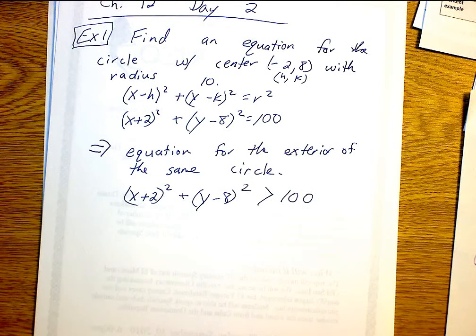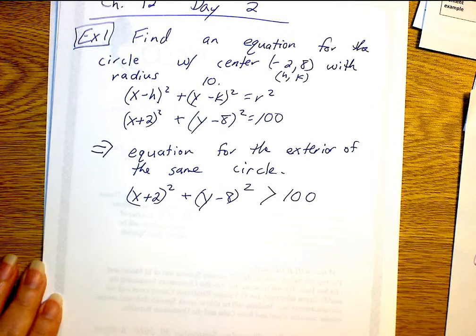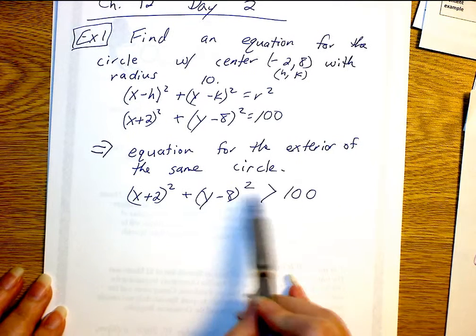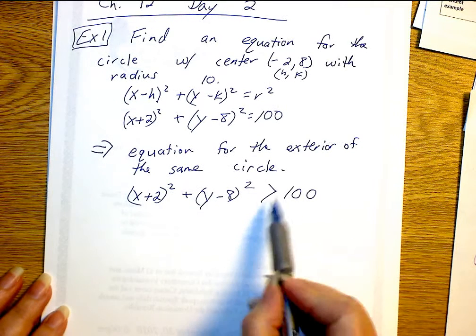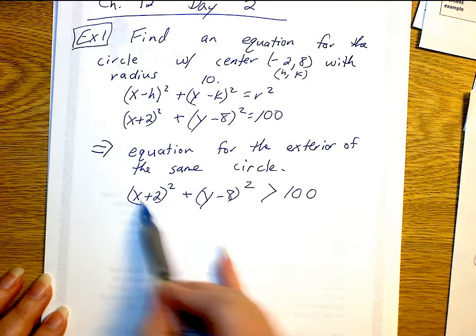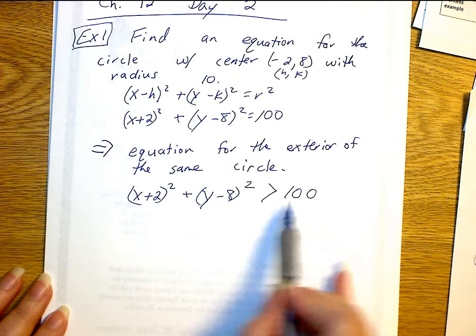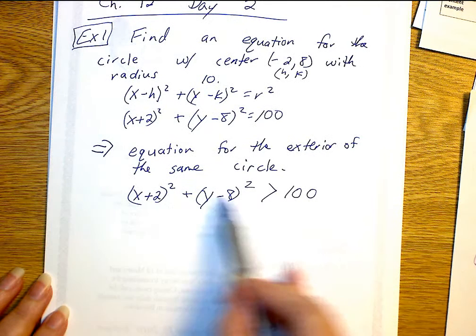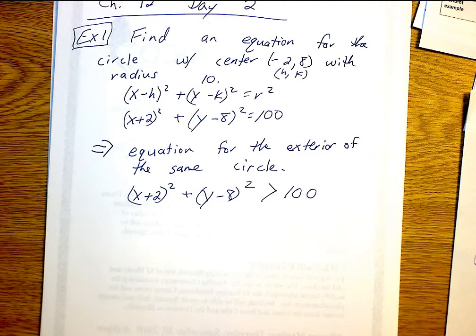One thing that might help you when we are doing the interior and exterior: this says that the circle is greater than 100. If we flip it around, it'll say the circle is less than 100. That means it's the inside. When we're doing less than 100, we're doing everything inside it.